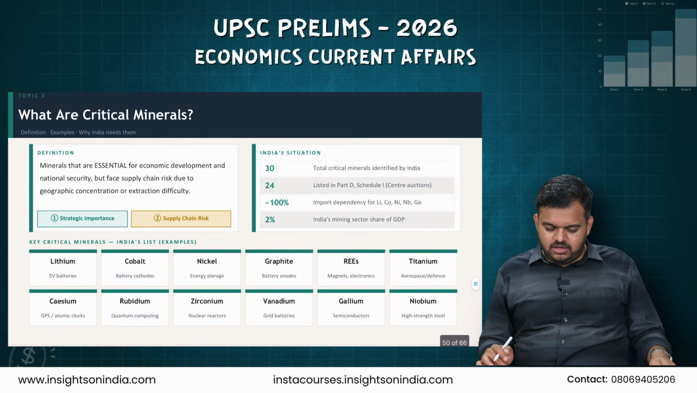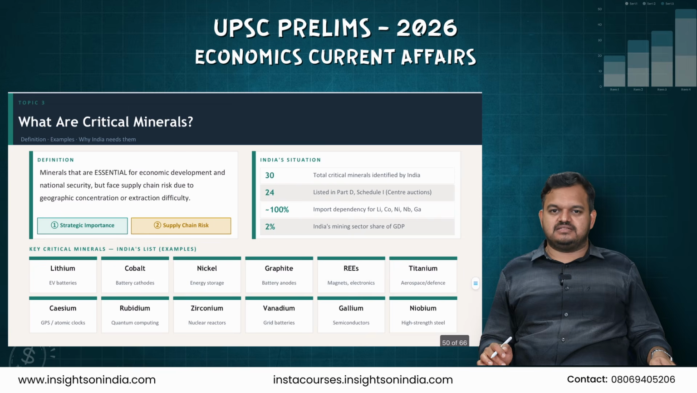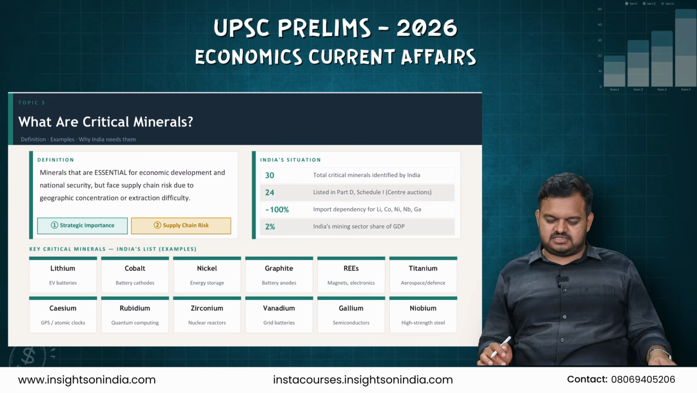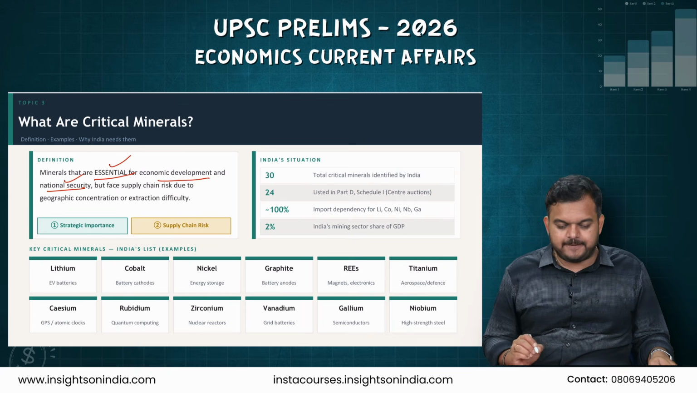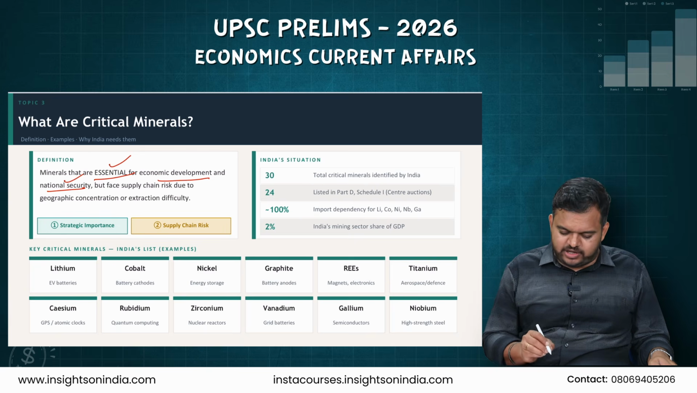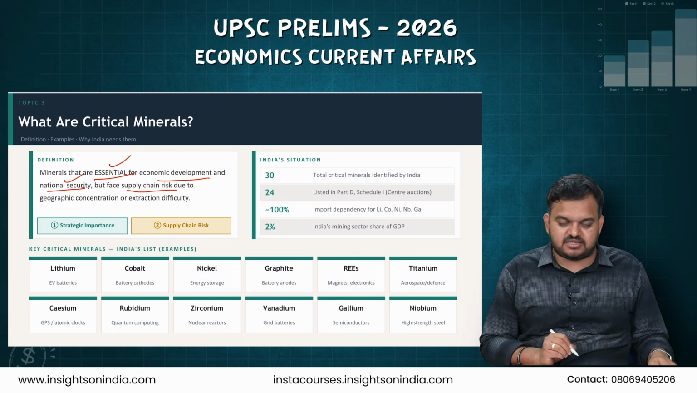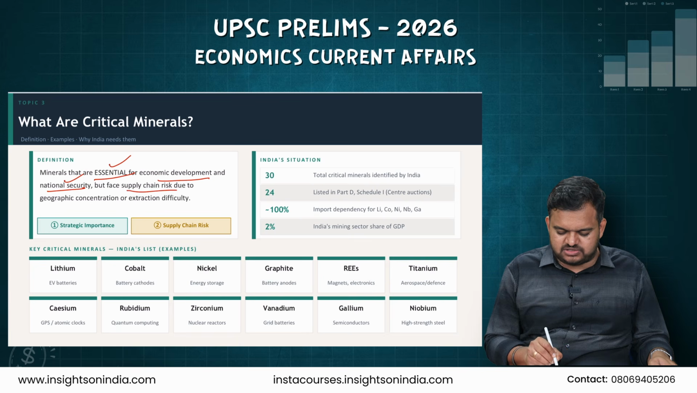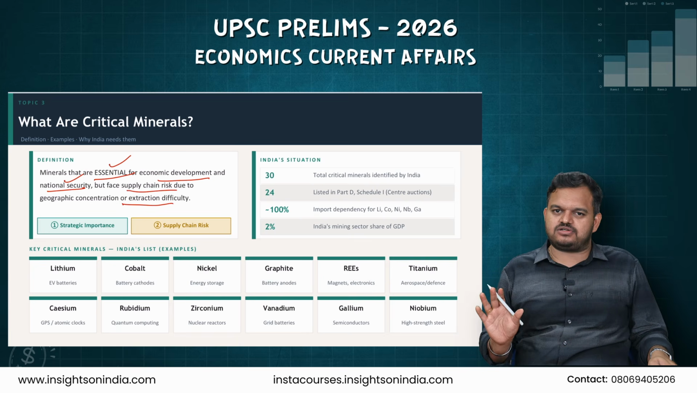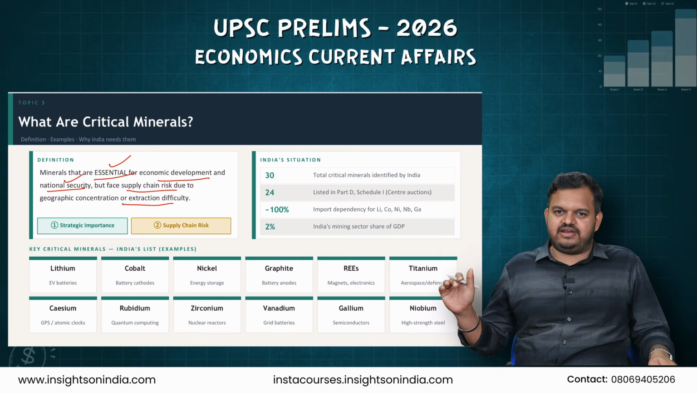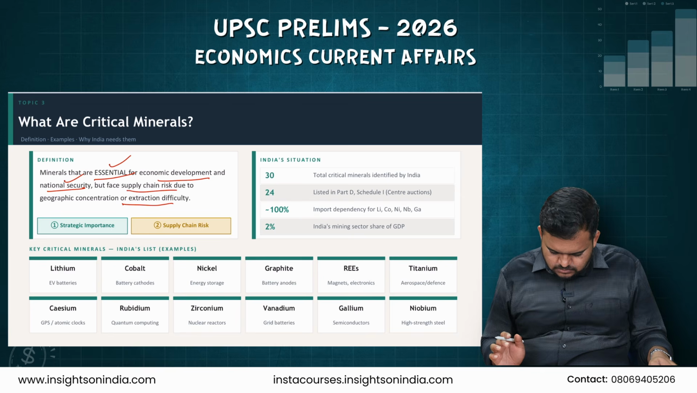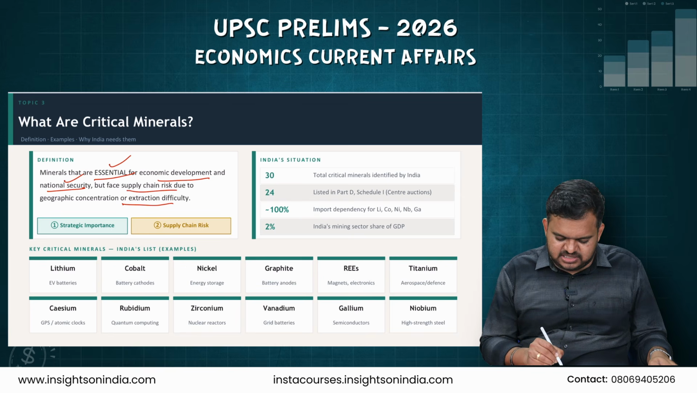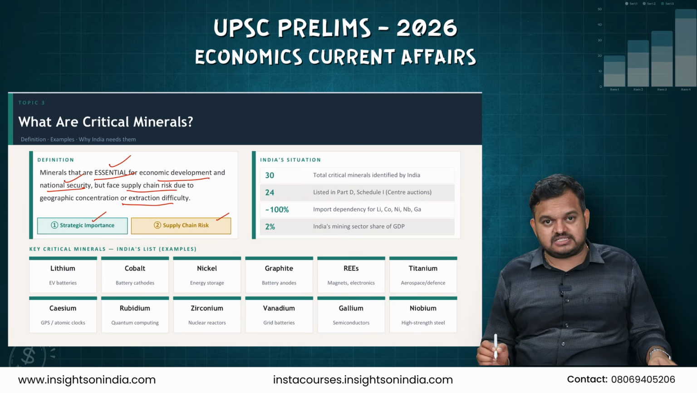Now, what are critical minerals? I already explained what critical minerals are. Critical because they are essential for economic development as well as national security. They are critical also because they face supply chain risk due to geographic concentration. They are concentrated heavily in certain areas where it gives them strategic advantage. That is why they are critical, right? They are critical because of their strategic importance as well as supply chain risk.